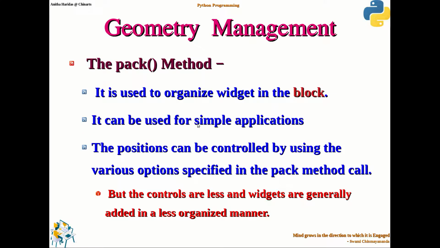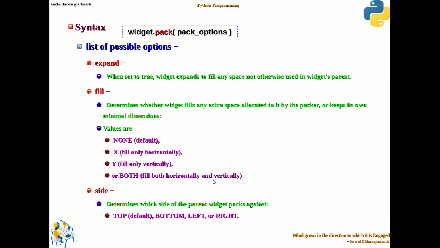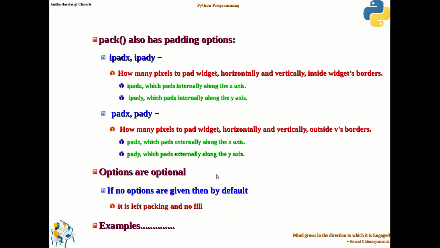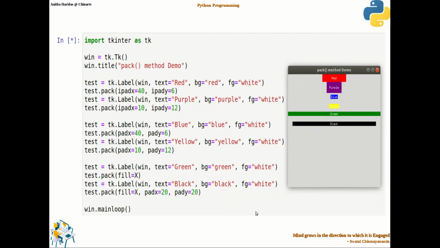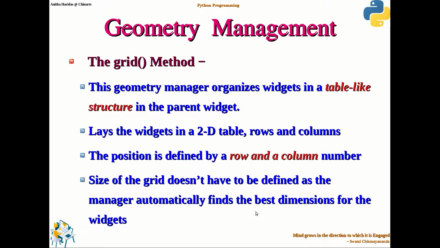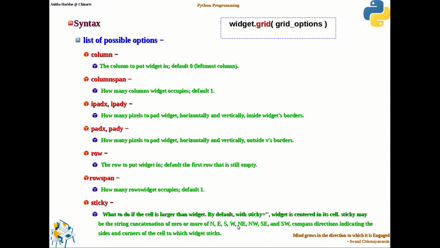Then we talked about the purpose of the pack method, and the different options available for the pack method. We discussed some examples of the pack method. Then the grid method, which will organize the widgets in a table-like structure, and here the position will be defined by a row and a column number. And the syntax of the grid method with various options.